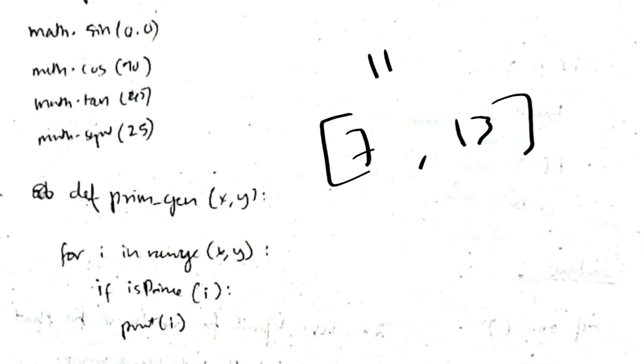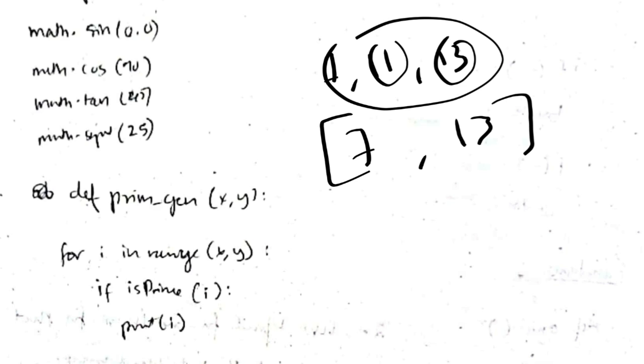In this question, we have to write a Python program to generate all the prime numbers between two given numbers, for example 7 and 13. So what are the prime numbers between 7 and 13? It is 11 and 13, and 7 also if we include it. So these are the 3 prime numbers.